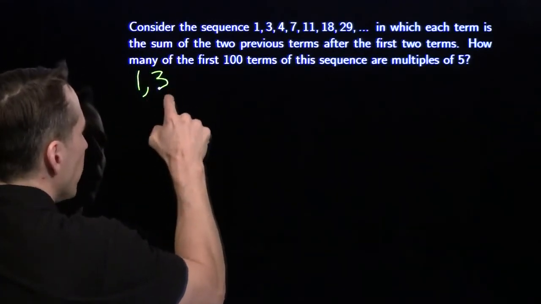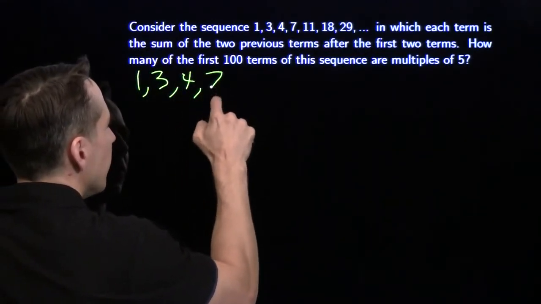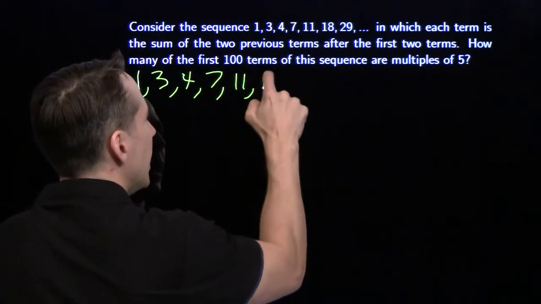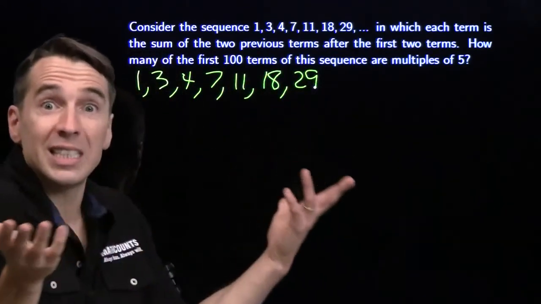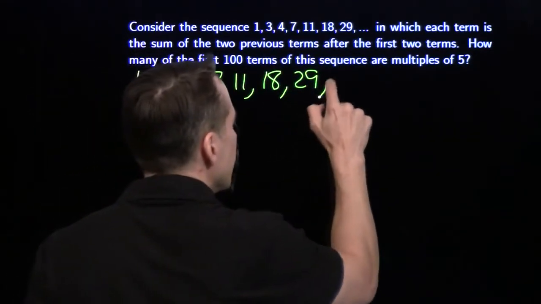So we start off with 1 and 3. We add 1 and 3, we get 4. 3 and 4, we get 7. 4 and 7, we get 11. 7 and 11, we get 18. 11 and 18, we get 29. We can keep on going, right? We can just list out all 100. 18 and 29 is 47.